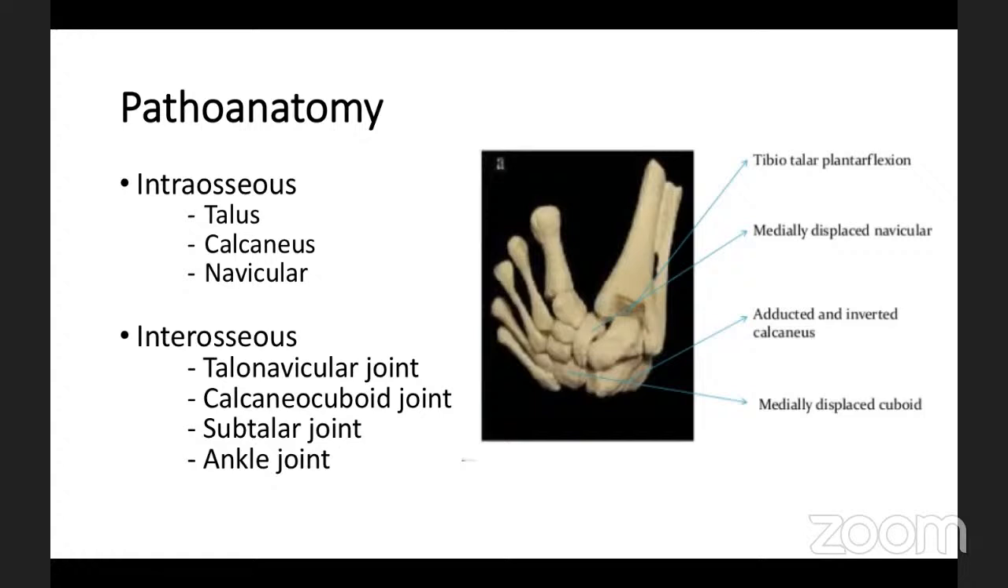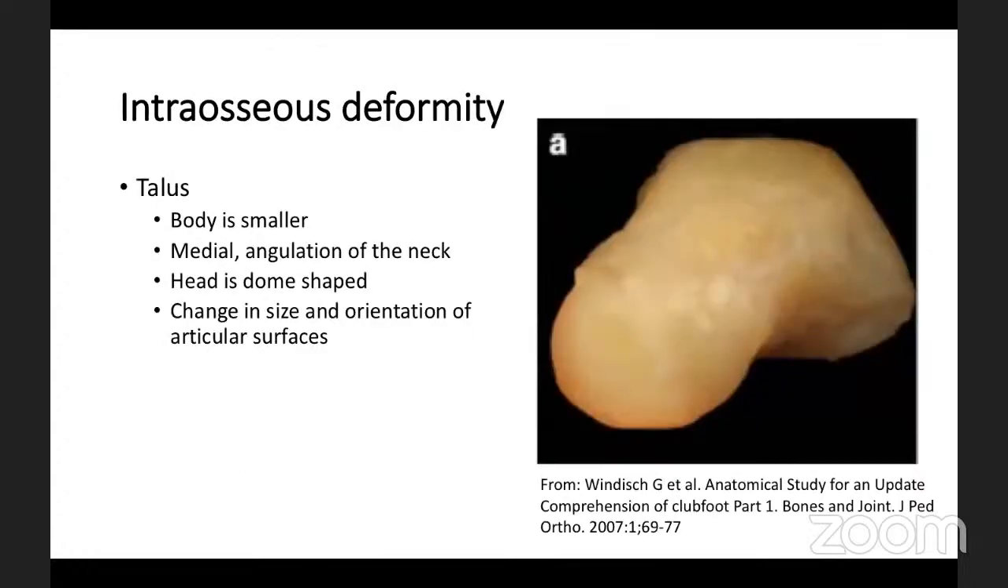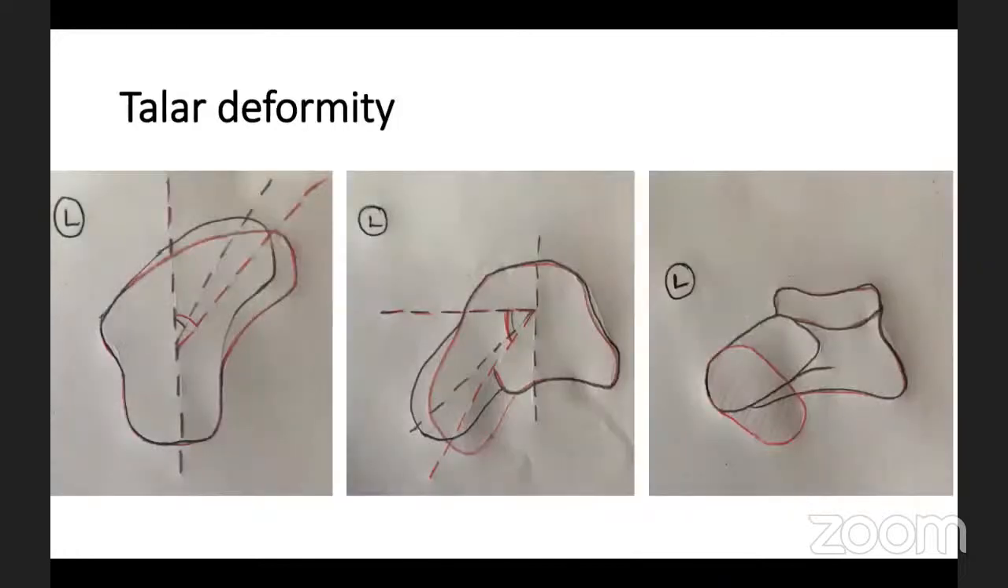and navicular. The joints involved include the talonavicular joint, the subtalar joint, the calcaneocuboid joint, and the ankle joint. With respect to the talus, in clubfoot, the body of the talus is seen to be smaller, the neck orientation in relation to the body is changed, and the position of the talar head and joint surfaces is also altered. So I've tried to demonstrate in this slide those features pictographically.